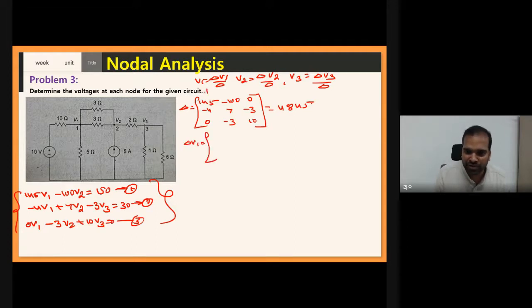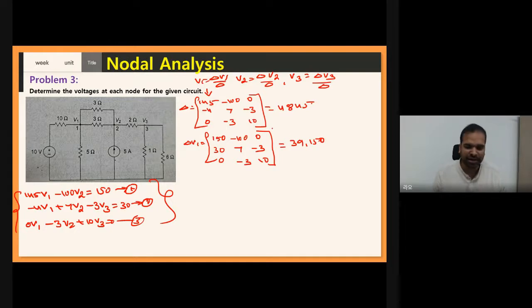Okay. Now for delta V1, what you have to do? Instead of the V1 terms, this 145, minus 4, 0, you need to write the constant values from equations 1 to 3. What are the constant values? Equation 1: 150, equation 2: 30, equation 3: 0. The remaining things are the same as in delta: minus 100, 0, 7, minus 3, and 10. Once you find the determinant of delta V1, you will get 39,150.